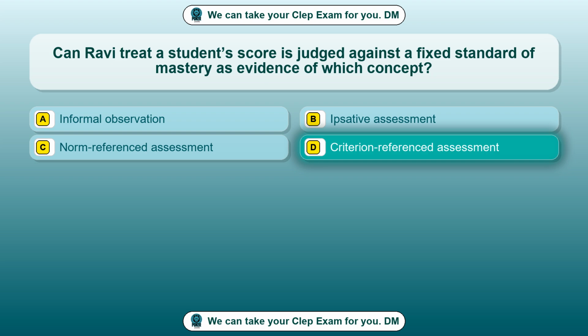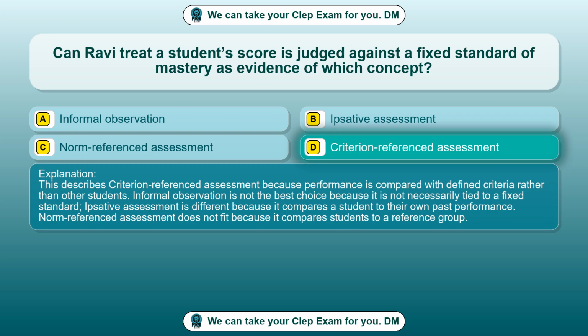The correct answer is option D, criterion-referenced assessment. This describes criterion-referenced assessment because performance is compared with defined criteria rather than other students. Informal observation is not the best choice because it is not necessarily tied to a fixed standard. Ipsative assessment is different because it compares a student to their own past performance. Norm-referenced assessment does not fit because it compares students to a reference group.